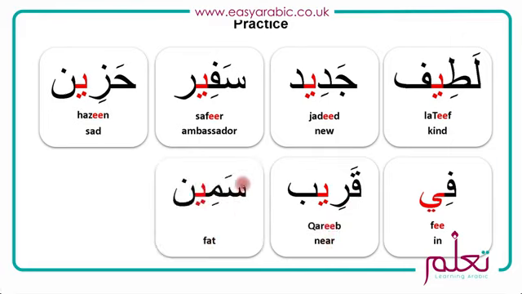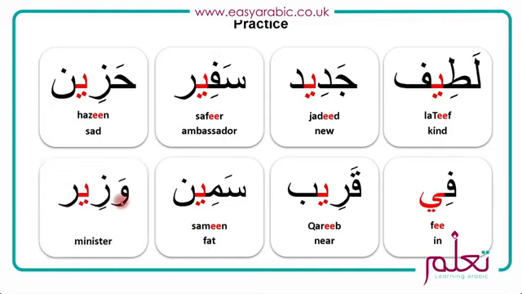Next one we have sin with the fatha is sa, mim with the kasra is sami, and the ya, samin, which is fat. Next one, we have the waw with the fatha, which is wa, and then the za with the kasra is wazi, and then the ya, wazir.